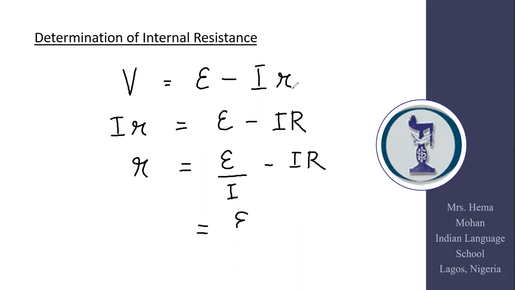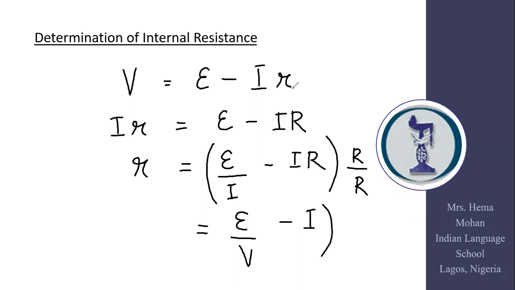I can divide totally by V. Say, for example, I multiply and divide this equation by R. So what am I going to get? This becomes E by V minus I, because this IR becomes V over here. This R remains outside. So I hope you get this clearly.